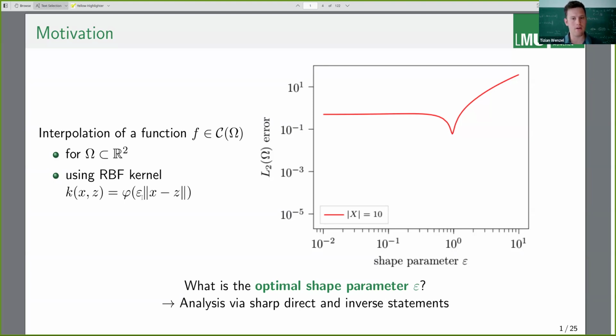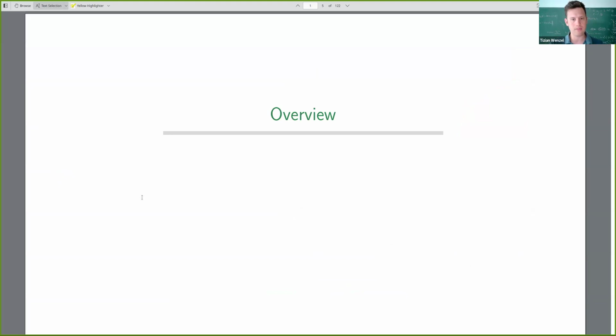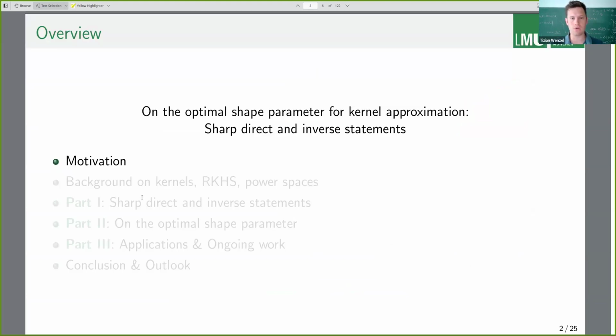And later on, we will also discuss how this setting applies to more machine learning style frameworks and so on. Now I would like to first start with an overview. We will start with the motivation, which we saw already. Next, I will recall some background information on reproducing kernel Hilbert spaces, and especially on power spaces, because they are the framework which we are working with.